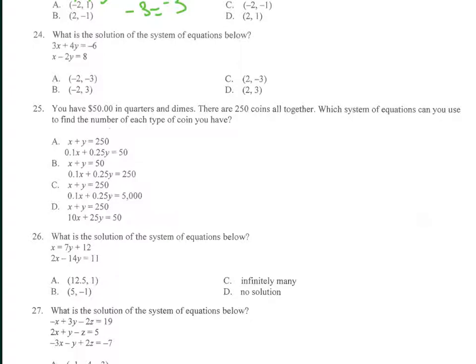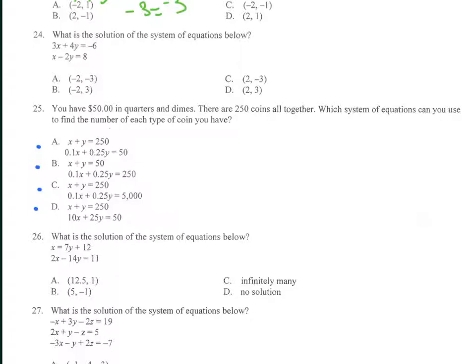Okay, number 25 says you have $50 in quarters and dimes. There are 250 coins altogether. Which system of equations can you use to find the number of each type of coin you have? So you want to know how many quarters and how many dimes you have total. Looking at your choices of A, B, C, and D, which system of equations would work out right?